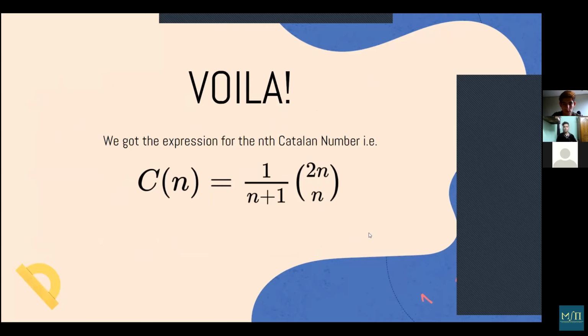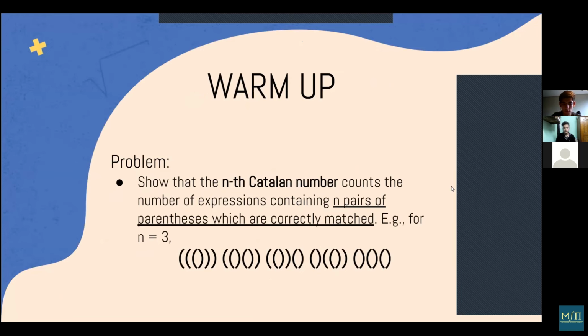Voila. Now, as a warm-up, and this problem has been discussed by the previous speakers, by Akash and by Chandan as well, this is a really famous problem. The concepts that are used in this problem really help you a lot if you're thinking of pursuing Olympiad in the future or even now. The problem reads, show that the nth Catalan number counts the number of expressions containing n pairs of parentheses which are correctly matched.